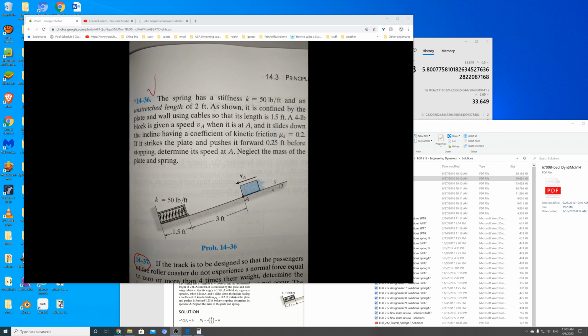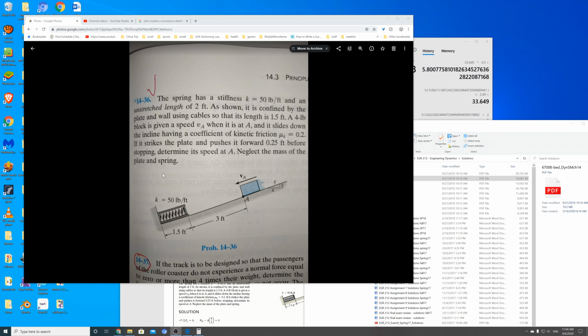Okay, now we'll look at problem 14-36. And this one here, you have a block sliding down an incline, and it has some initial velocity associated with it, travels a certain distance, and then it strikes a spring and compresses the spring a certain distance.